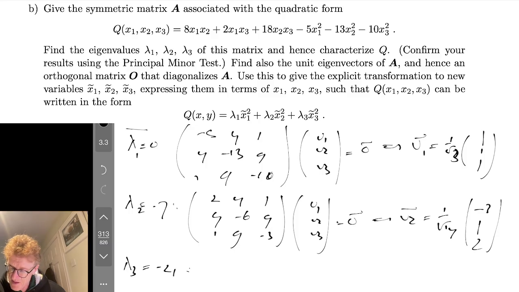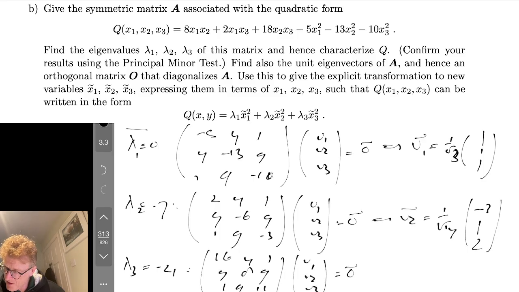-21. That gives us -5 minus 21, 16, 4, 1, 4 minus 13, minus 13, 21 is 8, 1, 9, minus 10 is that's 11, U1, U2. So you have to solve this as a linear system. I'm just giving the results.